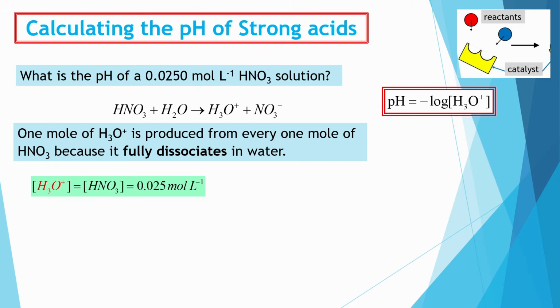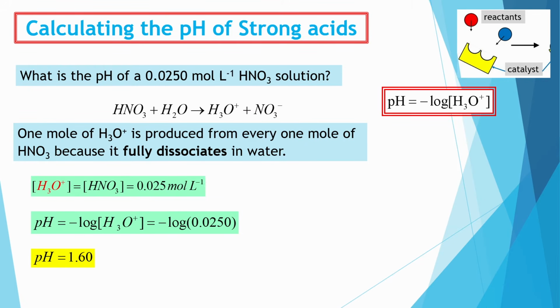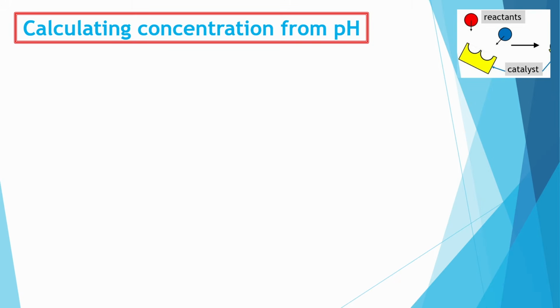You should say that the H3O+ is equal to the concentration of the acid, and then we substitute into the equation. We do the negative log of the number, and we get the answer of 1.6. So that's how we work out the pH of a strong acid. You can't actually calculate the pH of a weak acid at this stage. That's something we learn at level 3, but we don't do at level 2.